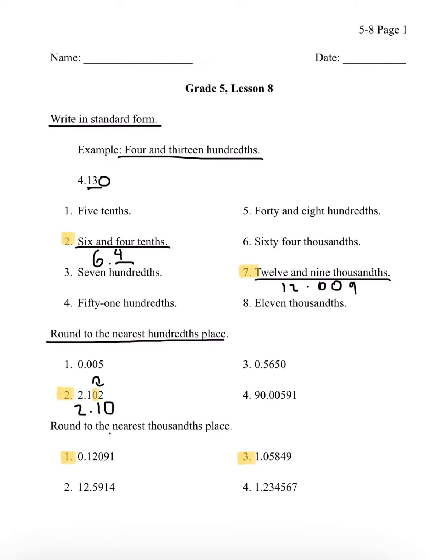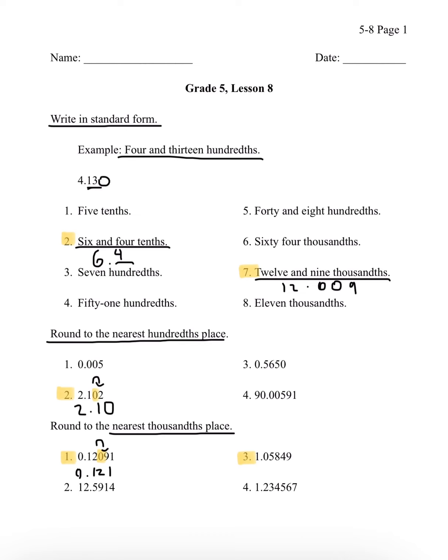The next one tells us to round to the nearest thousandths place. So the thousandths place, if we go over number 1, the thousandths place is where the 0 is, right here. So if we look at the number behind the 0, it's a 9. And it's more than 5. So we're going to be rounding it. So it's going to be just 0.12. And since we rounded it, the 0 will be turning into a 1. So it's 0.121.